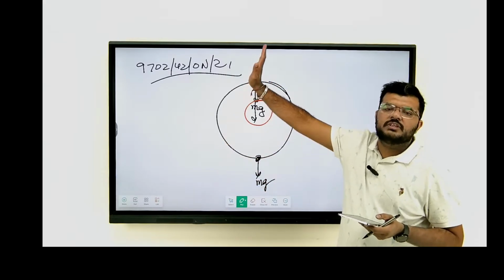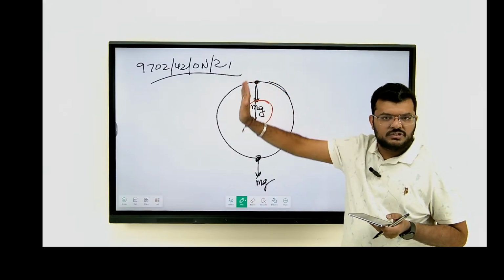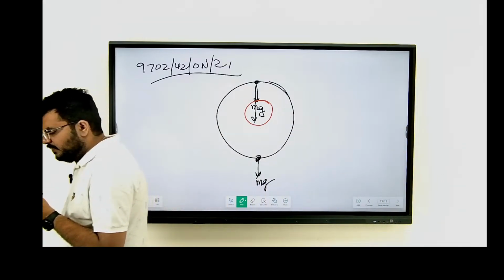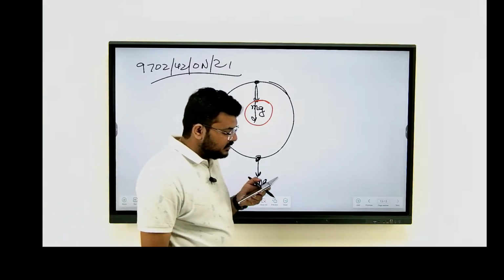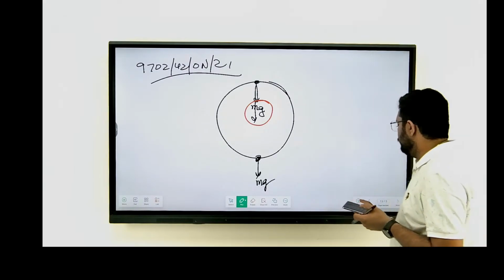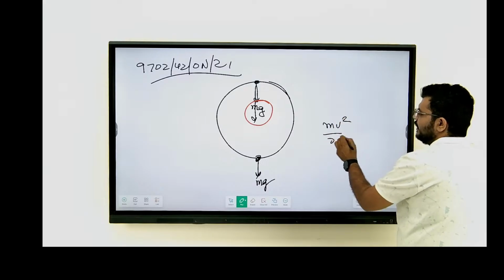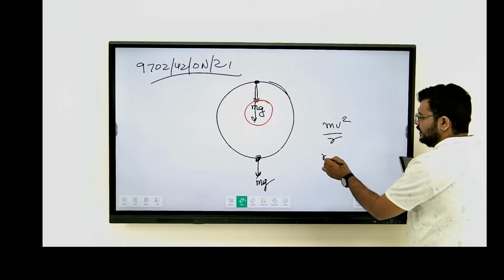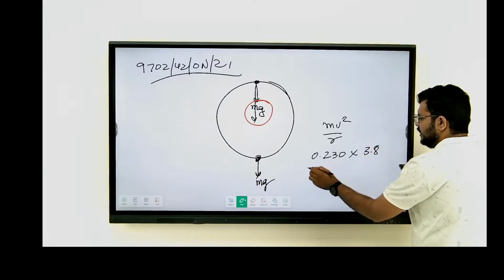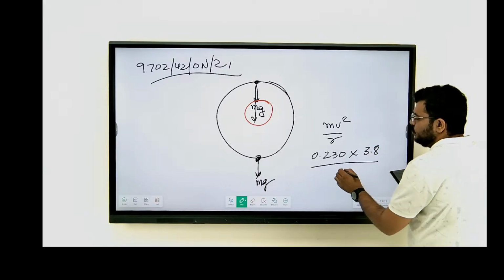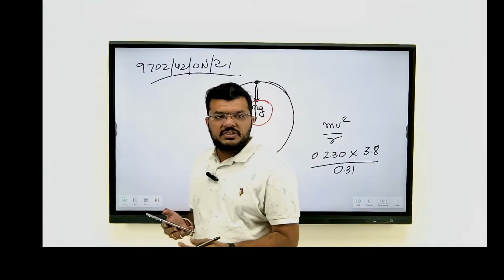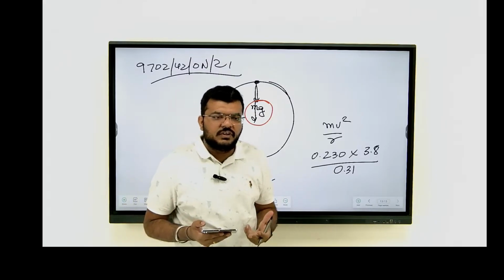For the car to stick to the track, the outward centripetal acceleration should be greater than the gravitational pull. The initial speed at which car B moves along the track is 3.8 meters per second. Determine whether the car is in contact with the track at point Y. Show your working. How will you do this? You will first find out mv square by r. The mass is 0.230 multiplied by velocity 3.8 meters per second. The radius: diameter is 62 centimeter, so radius is 0.31 meter. Find out the value of this. If this is greater than 9.8, it sticks. If it is not, it does not.